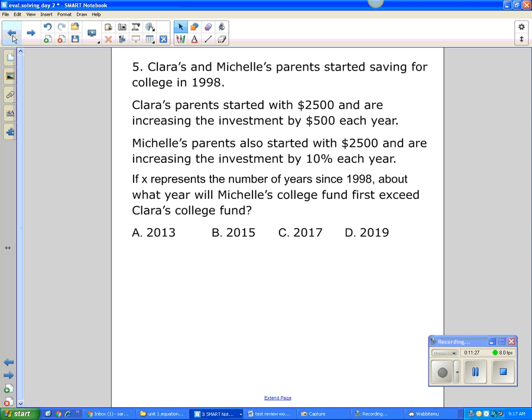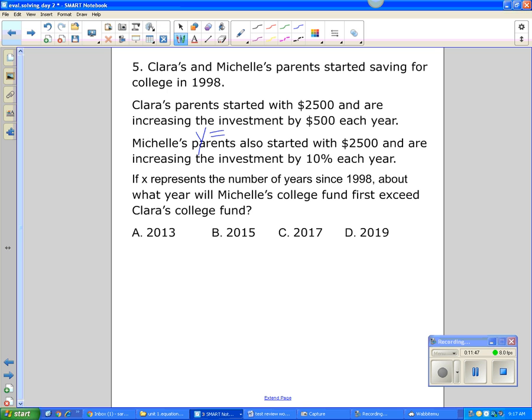What? There's what? 2 of them. What are the 2 things? Clara and Michelle. We got to write 2 different y equals. So, somewhere on your paper near Clara, write a y equals.